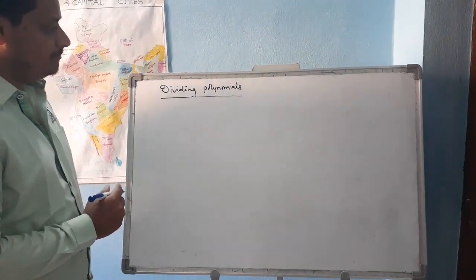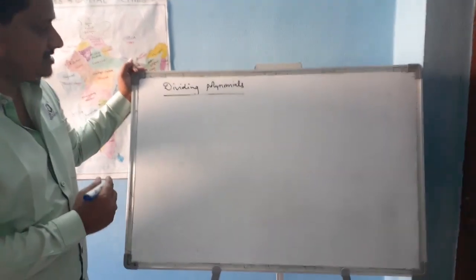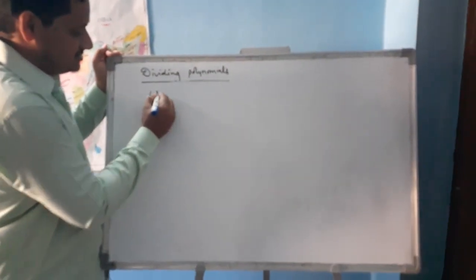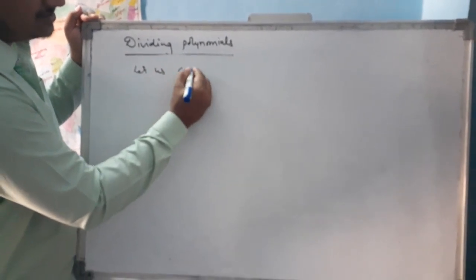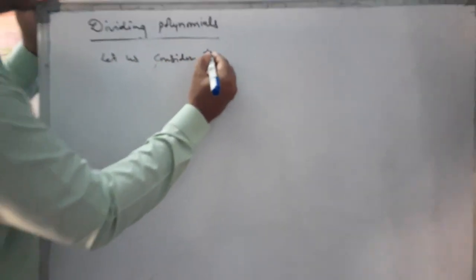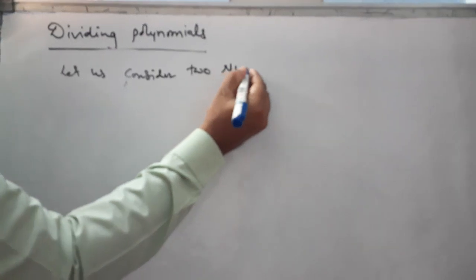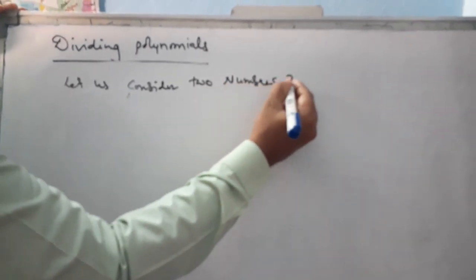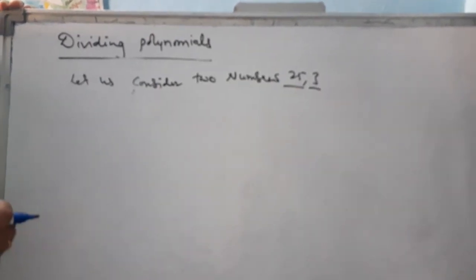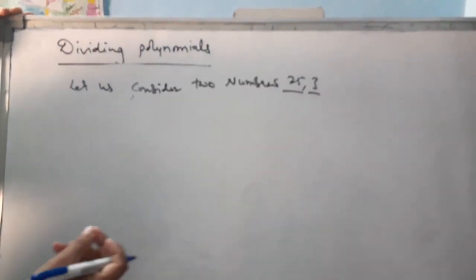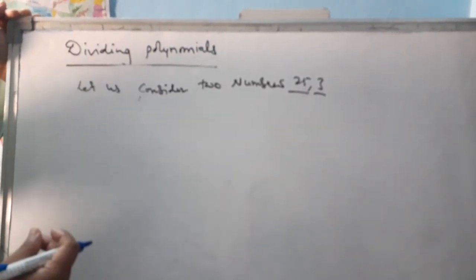So, dividing polynomials. Let us discuss general divisions. Let us consider two numbers, 25 comma 3. Now divide 25 by 3. We will get quotient 8 and the remainder 1.